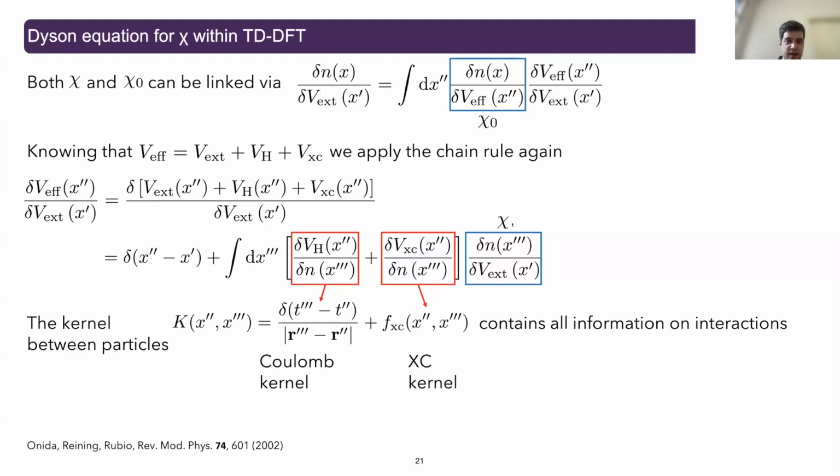And at the end, we recover again the reducible polarizability, chi, but now we have an interaction term. This is a frequency-dependent kernel that contains all the interactions between electrons and holes in your system. This kernel is given by the sum of the 1/distance instantaneous kernel from the Coulomb interaction and the exchange correlation kernel, which is dependent on the type of functional that you choose.